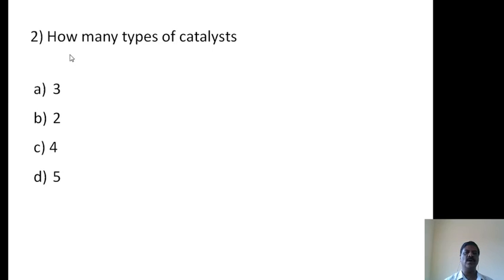Then question number 2: how many types of catalysts are there? A option, 3; B option, 2; C option, 4; D option, 5. I will give just 10 seconds for you. You have to select the correct answer for this question.